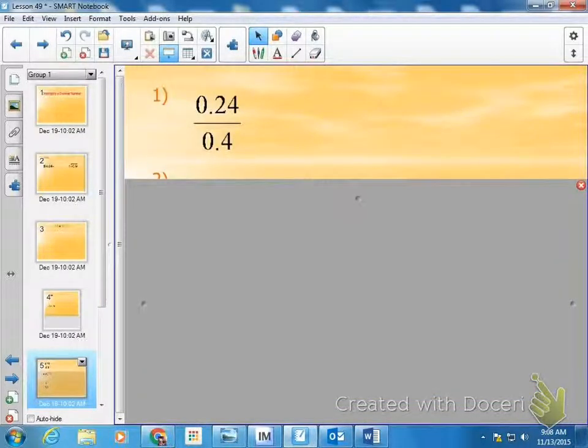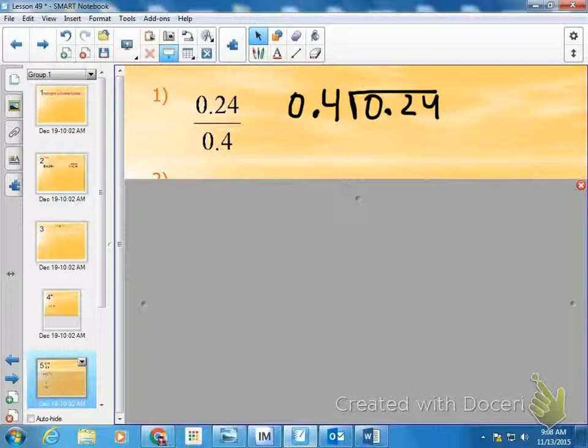Now for this problem right here, I want you to pause the video and work this problem. After you've worked the problem, I want you to play the video back and check your work with my work. So pause your video, write this problem down, and you work it. After you've done that, check it.